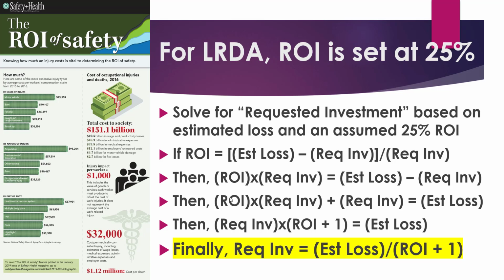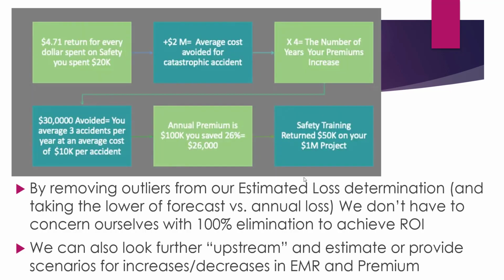Then I moved the requested investment over. I added requested investment to each side. It canceled out there, just as that would cancel out. Then I factored out the requested investment. So it's requested investment times ROI plus 1 is equal to estimated loss. What we're solving for is the requested investment, so I divided both sides by ROI plus 1. Our calculation for requested investment is the estimated loss divided by ROI plus 1. In our case, that's 1.25. So whatever the loss is, divided by 1.25, is where we get our requested investment.